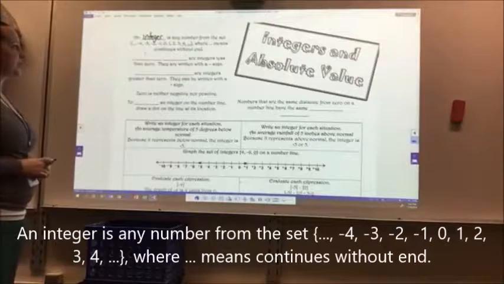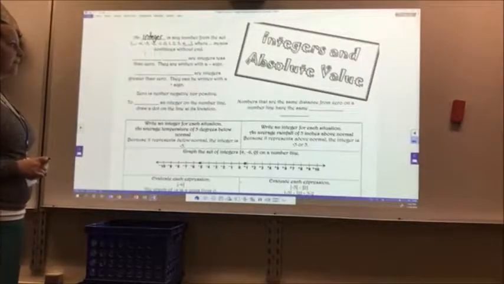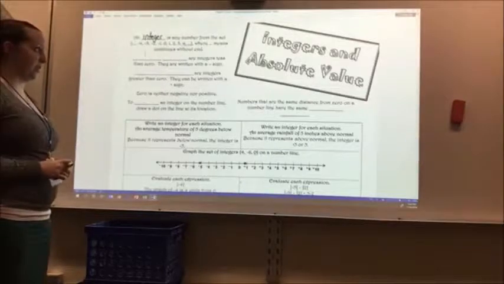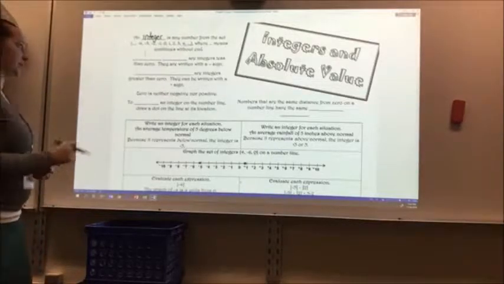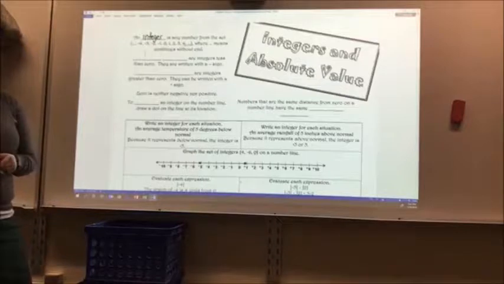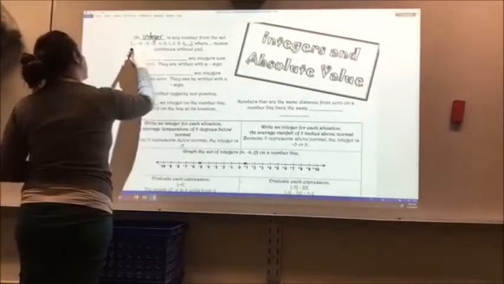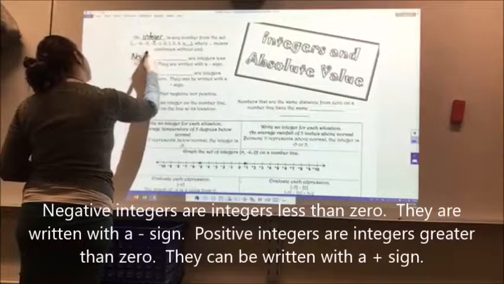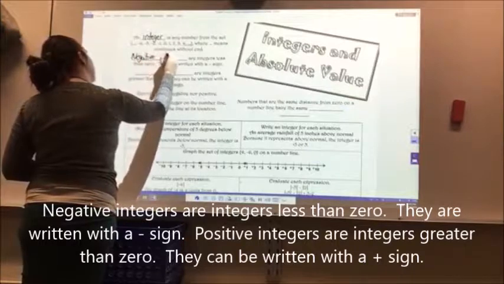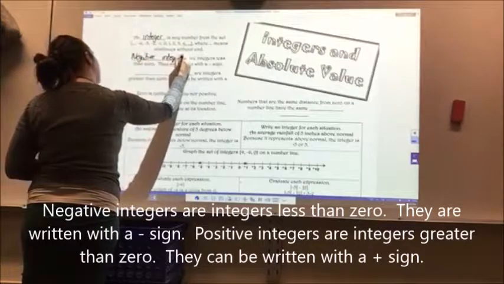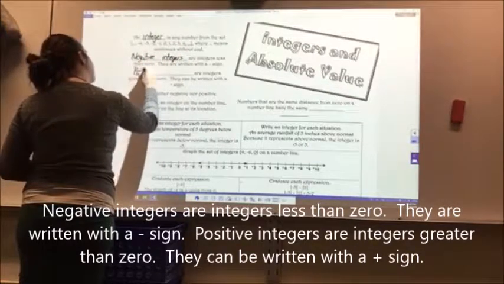Blank are integers less than 0. They are written with a negative sign. Blank are integers greater than 0. They can be written with a plus sign. So in those blanks, you're going to write negative integers and positive integers.